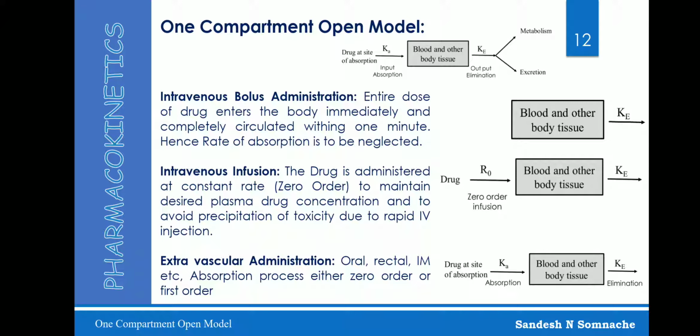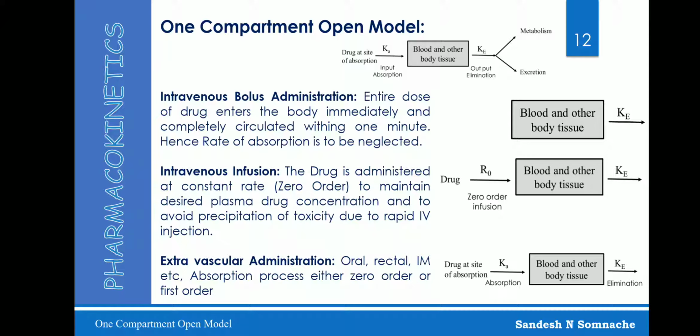Second one, intravenous infusion, one compartment open model. In intravenous infusion, the drug is administered at a constant rate to maintain the desired drug plasma concentration and to avoid precipitation of toxicity due to rapid IV injection. In the case of IV infusion, the drug is administered at a constant rate, meaning a zero order process.